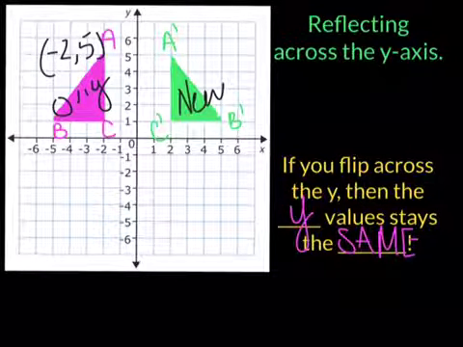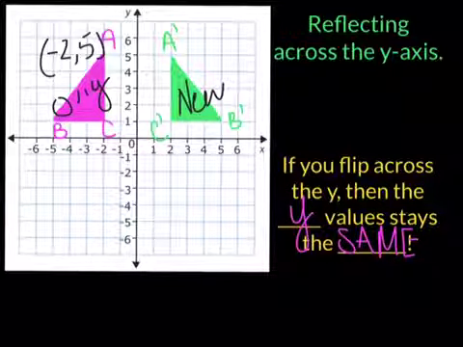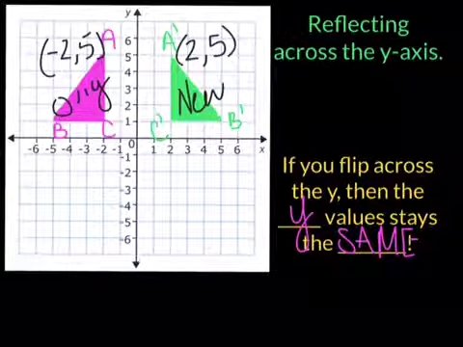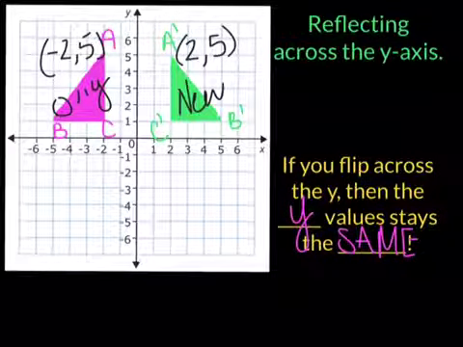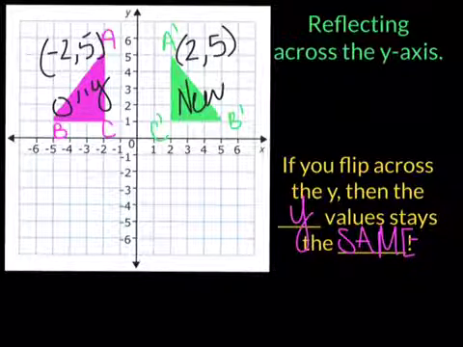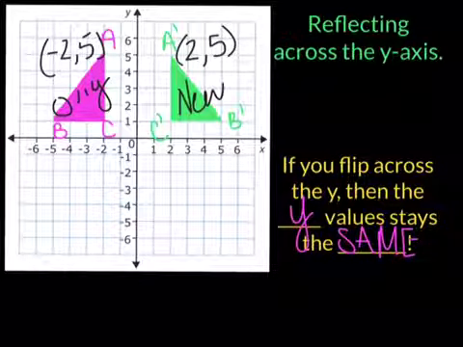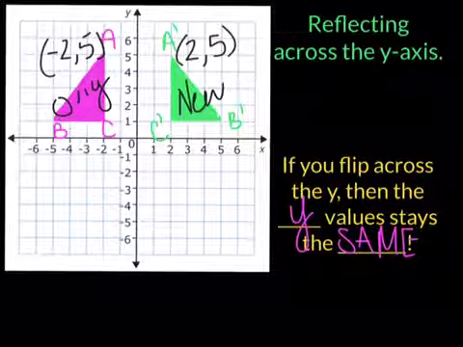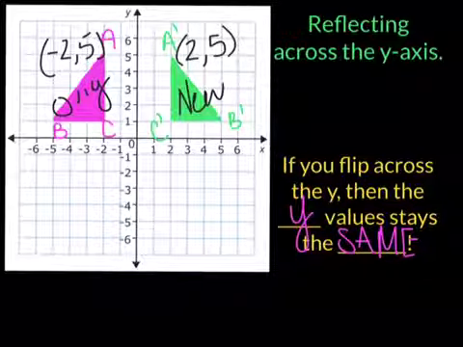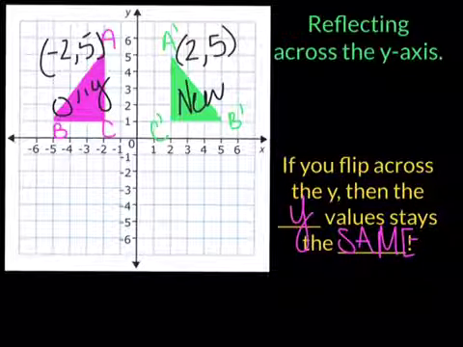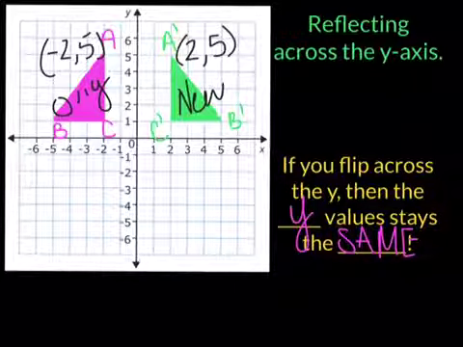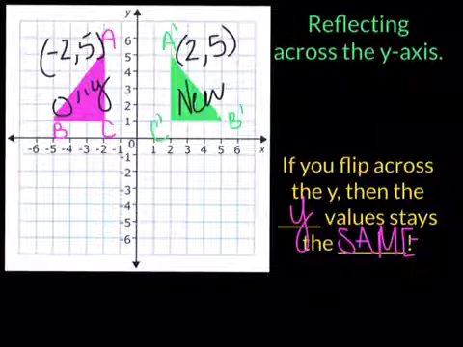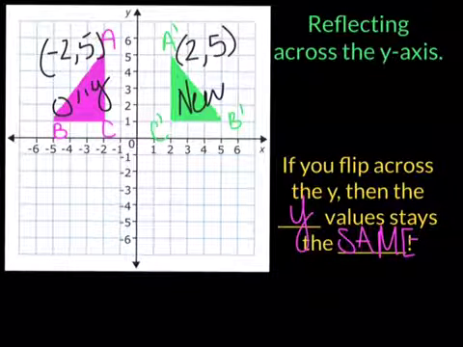is, or my new A, or A prime, is at +2, 5. So look at what happened here. My x values changed. Okay, I went from -2 to +2, but my y values stayed the same. Okay, so even though my x values switched, okay, so they went from negative to positive, they did the inverse. My y value stayed the same. So when you flip across the y, the y stays the same. That's how I remember it in my head, okay?